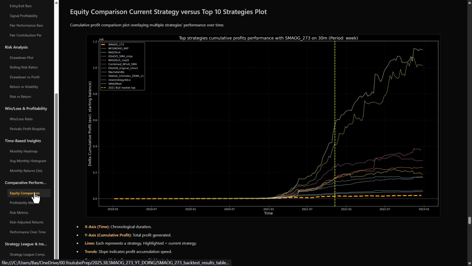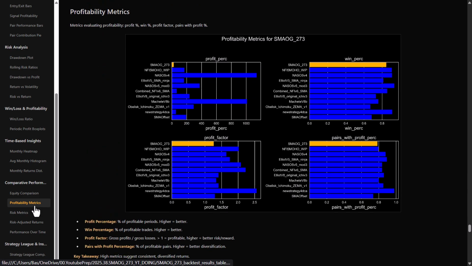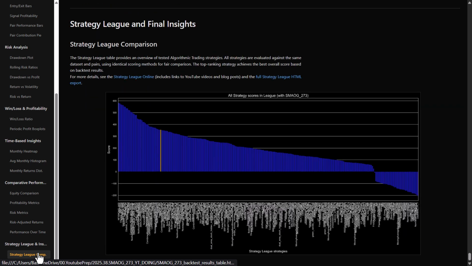If we compare the top 10 performing algos, this one is not a very high gainer. But looking at the profitability metrics, we see that this strategy still can match itself against the best performers in terms of win percentage and the pairs with profit percentage. Overall, this reasonably simple strategy still enters into the top 30 based on my scoring system, which is totally personal by the way. And it might well be that on your setup and your pairs this might be performing better than what I show you. So I think that this strategy is at least worth a try and a test.